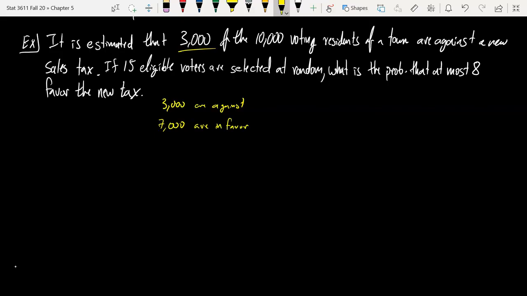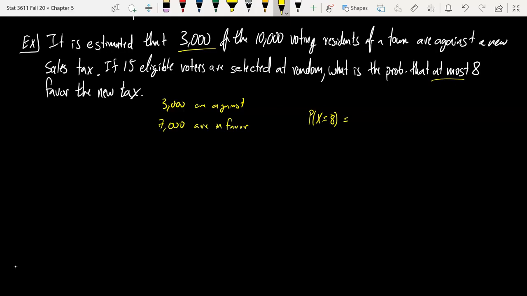You're going to select 15 voters at random. All right, so if you're picking out 15 voters at random at once, this is like sampling without replacement. So we should use a hypergeometric distribution. What's the probability that at most 8 favor the new tax? But let me just quickly think about what would be the probability that x is exactly equal to 8. What is the probability that you get exactly 8 that favor the new tax?